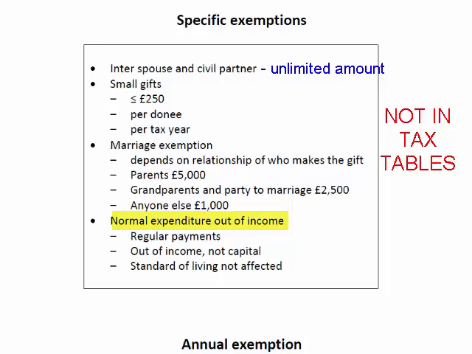Finally, there is normal expenditure out of income. This is to cover any regular payment which is made out of an individual's income, not their capital investments, and which does not affect their standard of living. It can cover simple regular presents like birthdays and Christmas, but it can also cover things like payments for school fees and just general upkeep of somebody's life. So the normal expenditure that a parent or a grandparent might make towards their child or grandchild, for example, would not be caught by the inheritance tax rules.